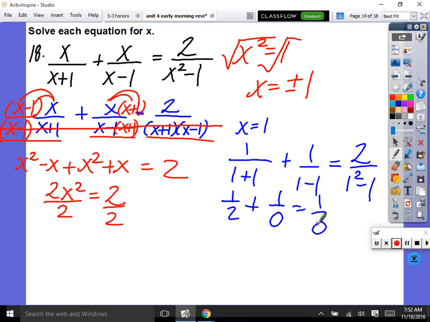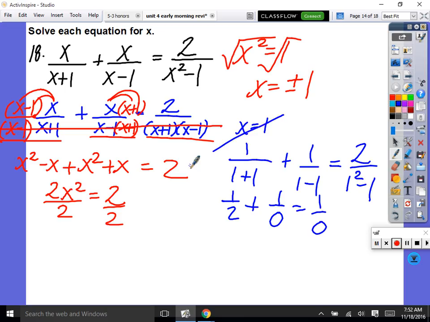Can we divide by 0 first of all? No. If you divide by 0, take your calculator. Try 1 divided by 0. Is it 0? No. It says error because your calculator is saying, what are you doing? You can't divide by 0. Does everybody understand? So we would say, this is undefined. That can't happen. So x equals 1 is not in our domain. We throw that answer out.